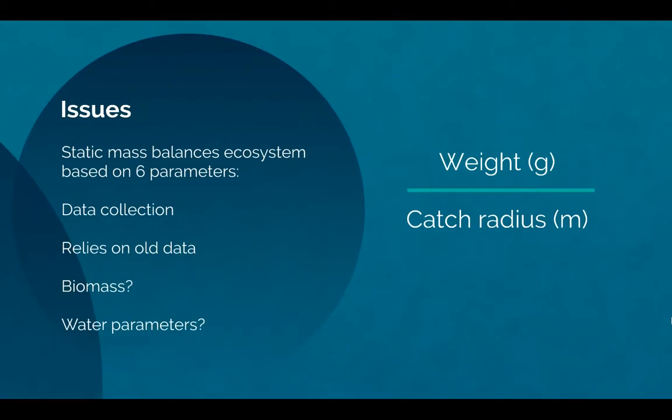It's only a static mass balance ecosystem model, only a snapshot of time. There were also issues in collecting some data, and the model relied heavily upon data from previous years that may not be relevant now. The crab biomass was also calculated from data we found in literature, not raw data from the lake. Biomass also isn't a perfect representation of ecosystem function.